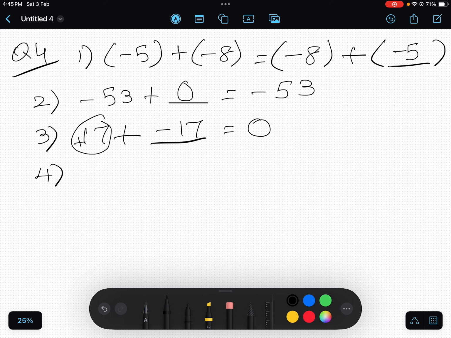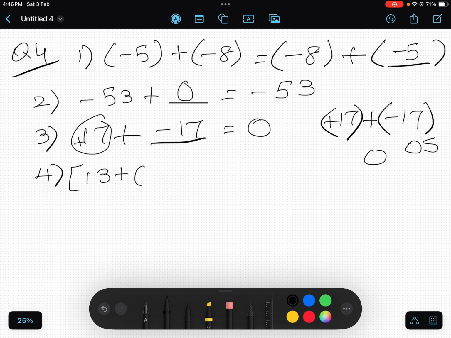If you have any doubt or you are not sure about the answer, just check it out. See, 17 plus minus 17. This has a plus sign and here a minus sign. The signs are opposite, so we have to subtract it. We are getting a 0. See to it that you are checking it and then writing the answers. Don't lose your marks unnecessarily.